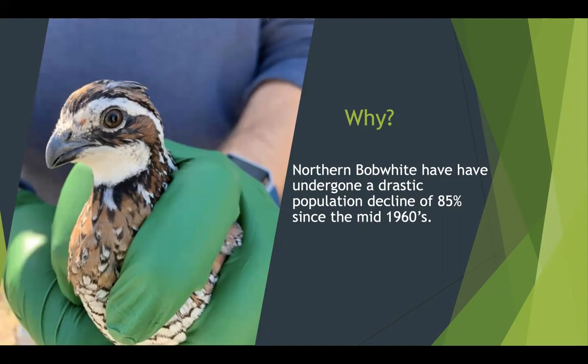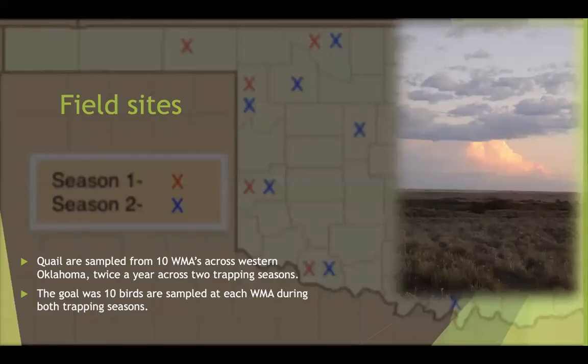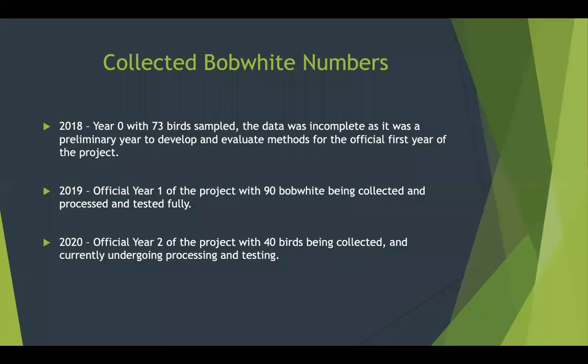wildlife departments. As you can see, with the red X's and the blue X's, my field sites are scattered across western Oklahoma. In the picture, you can see that it's more or less open prairie shrublands. So from these 10 WMAs that I am sampling from, I sample twice a year, so we have 2 trapping seasons. Ideally, the goal is to get 10 birds per WMA each season, totaling 100 birds collected per season twice a year. So the yearly collection should come up to 200 birds.